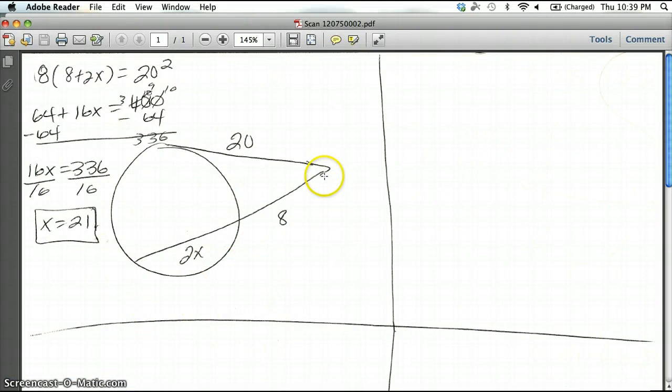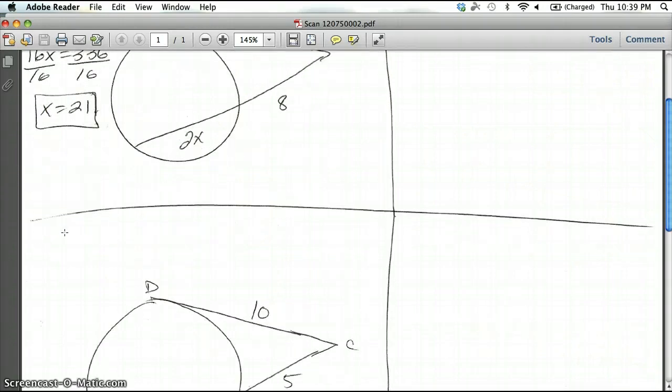So let's go ahead and look at some examples. So I have 8 times 8 plus 2x equals 20 squared. Okay, because our segment doesn't continue inside of our circle. So we're actually going to take 20 squared. So 8 times 8 is 64, plus 8 times 2 is 16x is equal to 20 squared is 400. I subtracted 64 from both sides, and I got 16x is equal to 336. I divided by 16 on both sides, and I got x equal to 21.